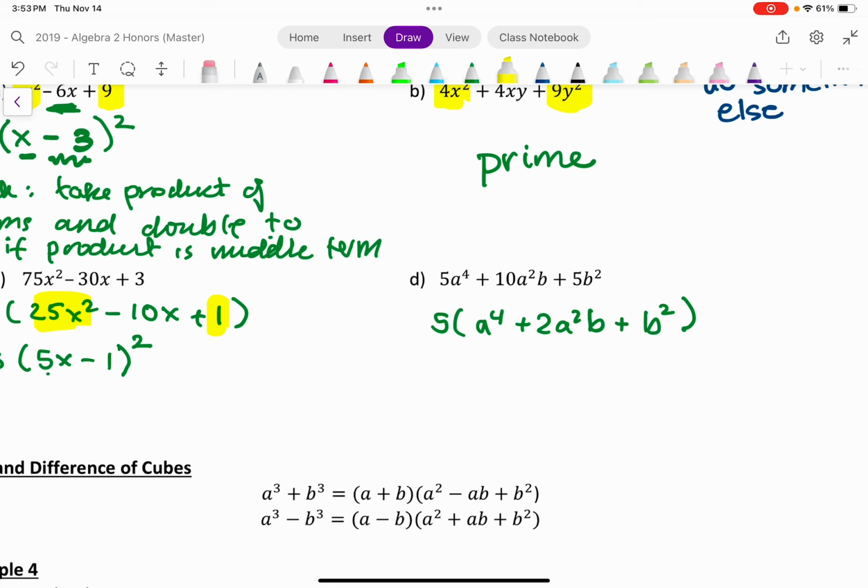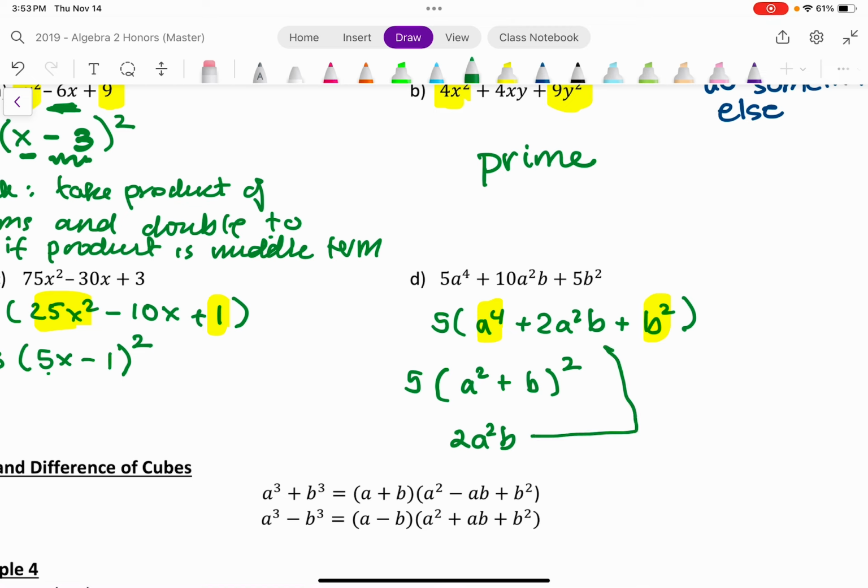So here, again, perfect square, perfect square. The only difference is that it's a to the 4th power here. You need to then square root each part. So I still have the 5. The square root of a to the 4th is a squared. The sign in the middle is positive. The square root of b to the 2nd is b squared. Double check. Take the product, a squared, b, and double, do I get that middle term? If the answer to that is yes, I'm done. And the answer here is yes.